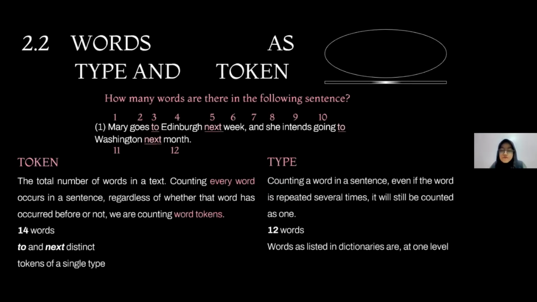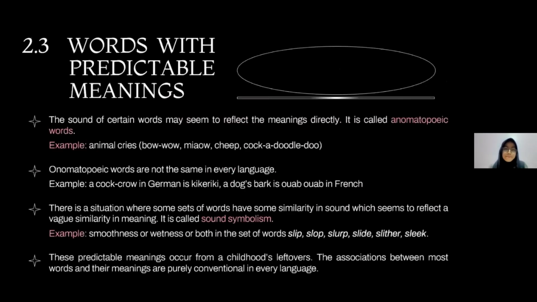And the next one is type. Type is a term in morphology for counting words in a sentence, where even if a word is repeated several times, it will still be counted as one. If we count word types in the sentence above, we count 12 words, because two of them, the words to and next, are repeated. The two tokens of the word to count as one type, as well as the word next. They are distinct tokens of a single type.